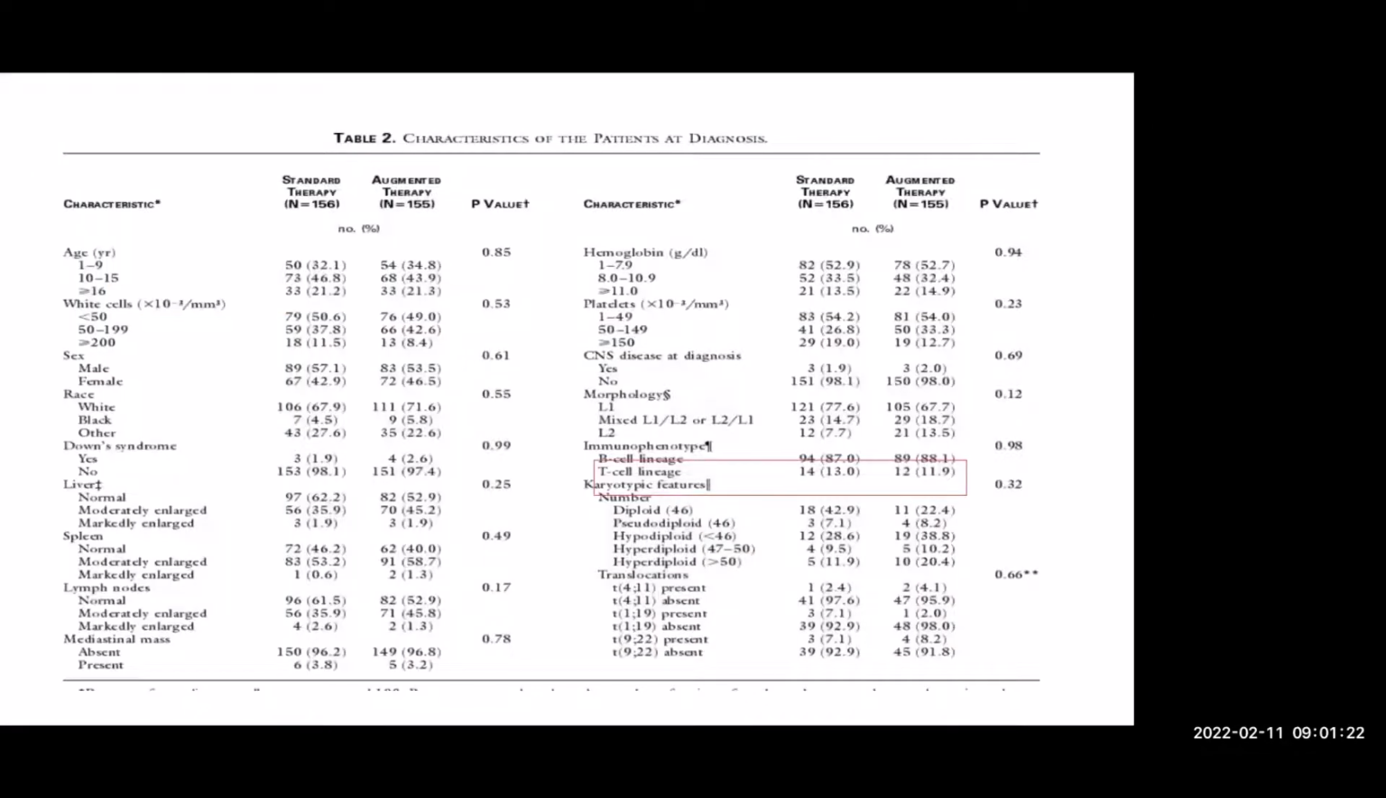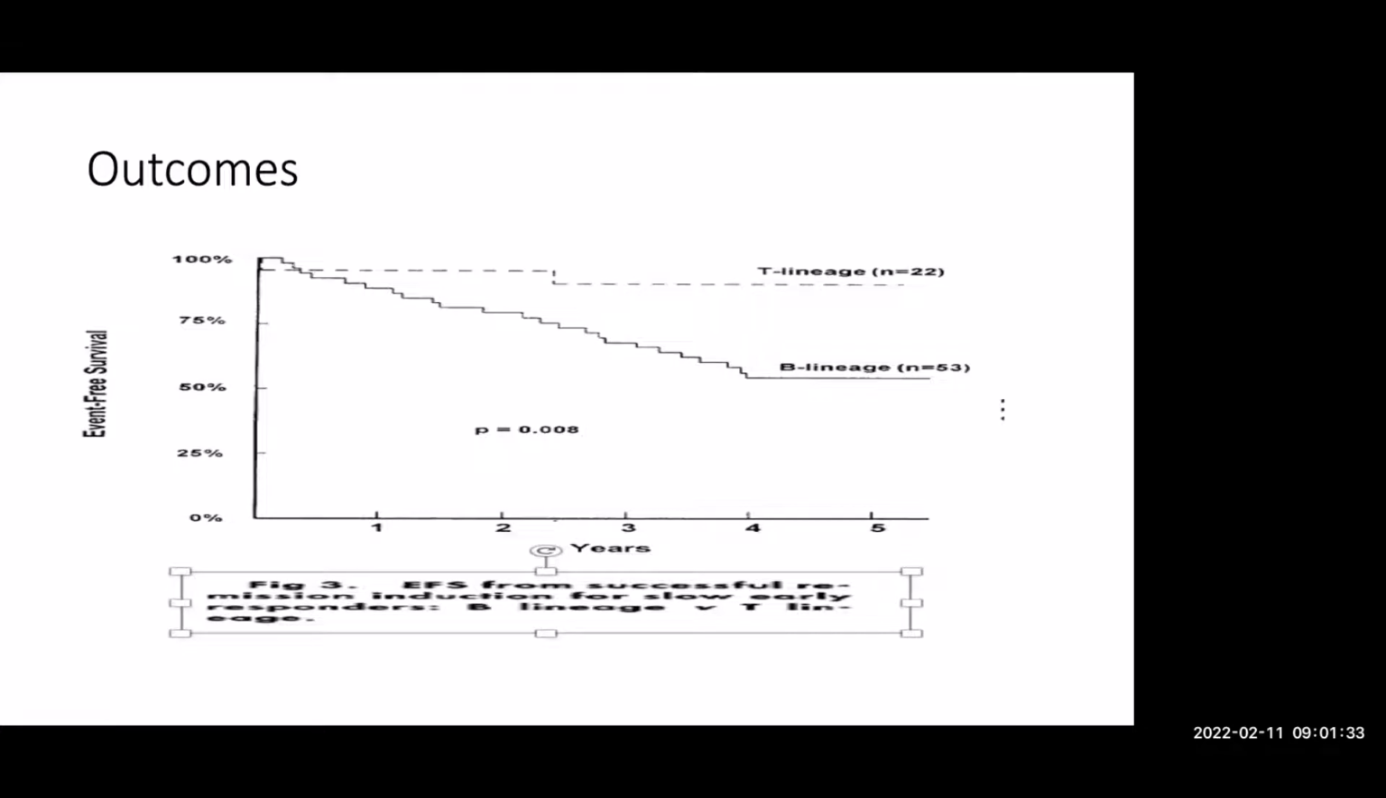In this trial, the majority of the patients had B cell lineage. Only a small percentage, as seen here, had T cell lineage acute lymphoblastic leukemias. In these patients, those who received augmented BFM had better outcomes compared with standard BFM. And this augmented BFM fared better in T lineage acute lymphoblastic leukemias compared with B lineage acute lymphoblastic leukemias. However, this augmented BFM protocol has resulted in increased toxicities and increased treatment-related mortality.